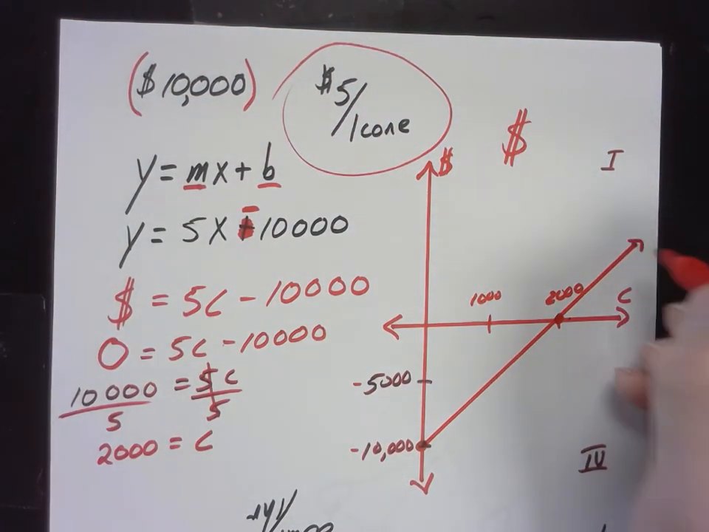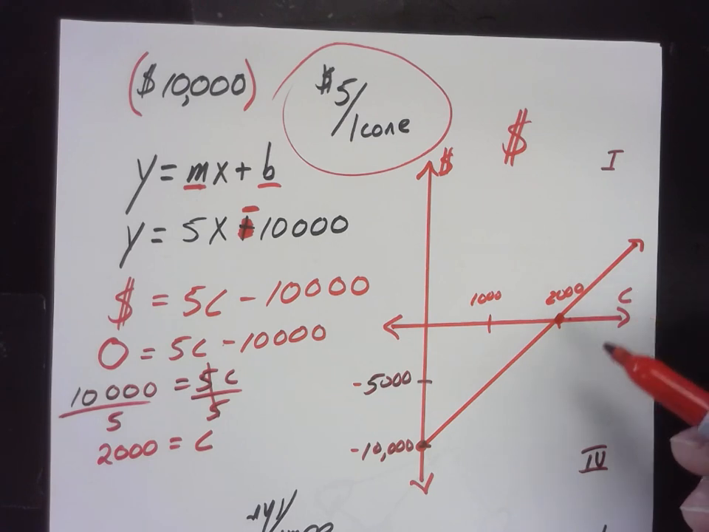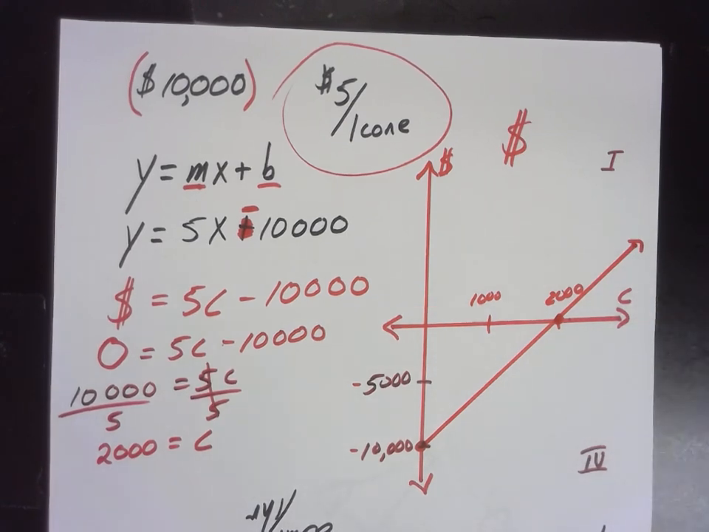And then every cone I sell after that, that's profit, correct? Okay. This is what we're talking about. This is what linear equations are about. They're about an initial amount and a rate of change. Okay? Millions and millions and millions of situations involve an initial amount and a rate of change.